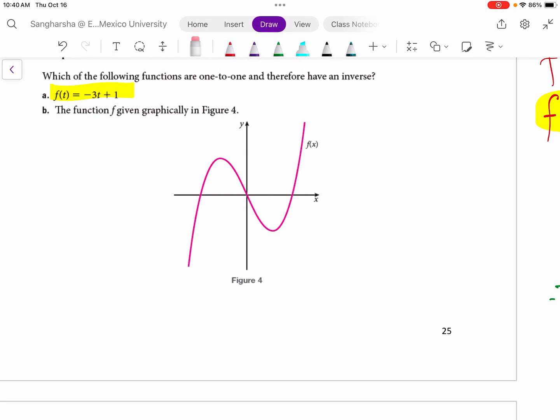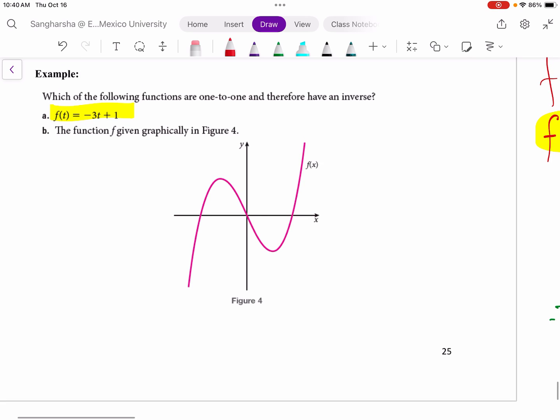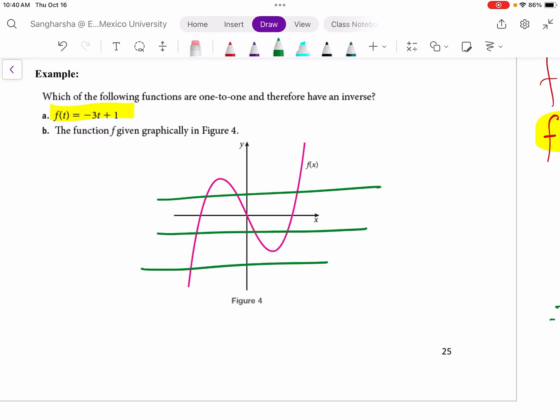Now to check for one-to-one, we use the horizontal line test. So we draw a horizontal line here. If any horizontal line crosses the graph at more than one point, then the graph is not a one-to-one function. If every horizontal line crosses the graph exactly at one point, then our graph is a one-to-one function.